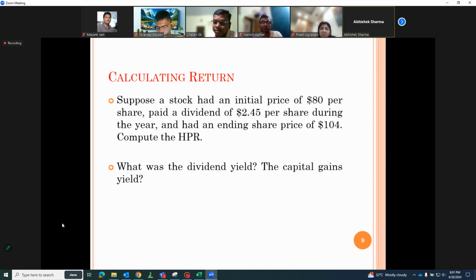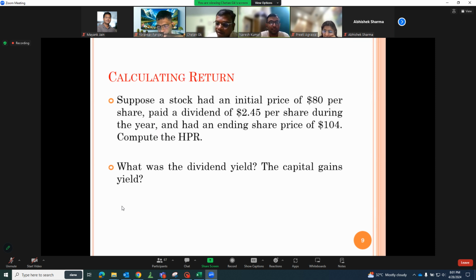Is it clear? Wait, one doubt. You mentioned that the capital gain yield would be 104 minus 80, that is 24 by 80, right? Sorry, I confused it with 100. So it is 104 minus 80, it is 24. So 24 divided by 80, it is 30%.